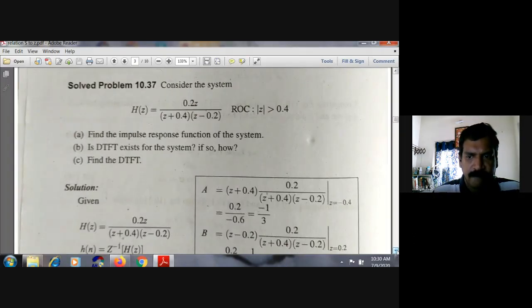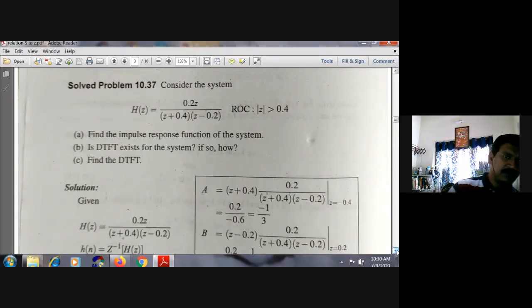Okay, so we can go through the problem so that you can easily understand how to convert from Z domain to S domain or S domain to Z domain. So next problem we have, this is the last module portion, sixth module.